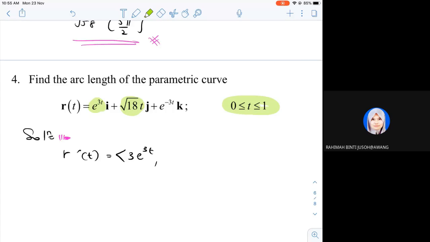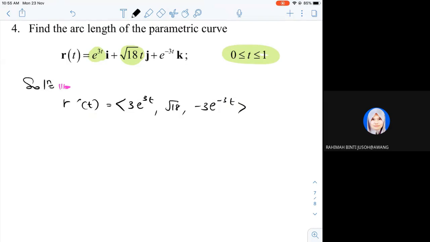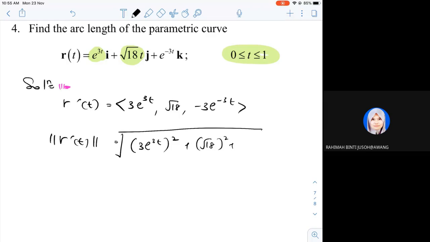Now the second term for j, square root 18 times t. Differentiate, what should you get? Square root 18, yes, good. And then the third component, negative 3 exponent negative 3t. Now we need to find the magnitude of r'(t). We will have square root of, put the bracket, the first component (3 exponent 3t) squared plus (square root of 18) squared plus (negative 3 exponent negative 3t) squared.